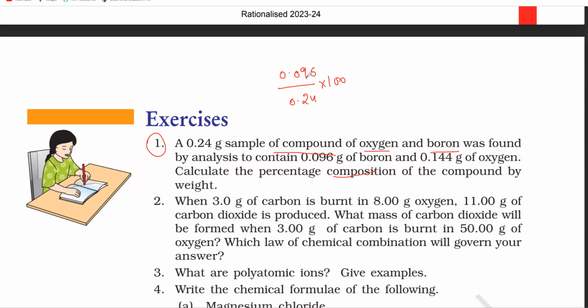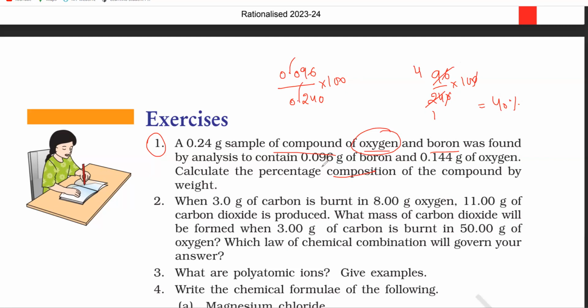There are decimals after 3 digits and decimals after 2 digits. So in order to maintain the digits equal, you have to add a 0 here. So now there are decimals after 3 digits on both. Now this cancels out. You will get 96 upon 240 into 100. So you will cut it, and you will get 24 ones are 24 and 24 fours are 96. So this is 40%.